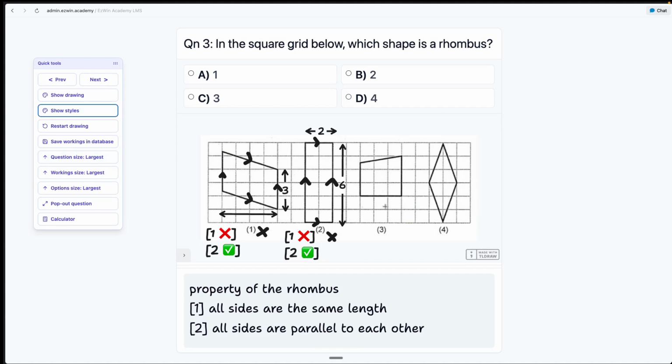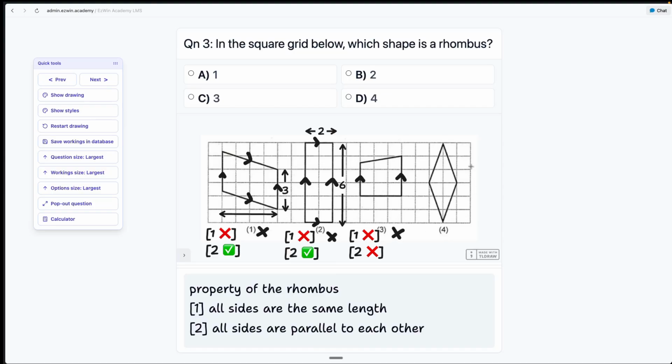So number 3, I don't know if you know, but is 3 all sides parallel to each other? No, right? And are they the same length? No as well, because this one over here is not the same length. So therefore, for option number 3, they are not the same length, and they are also not parallel to each other. So option number 3 is an X.